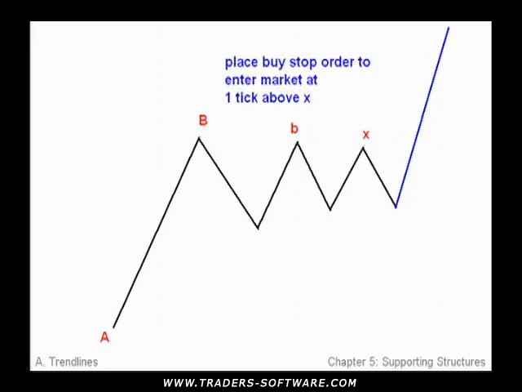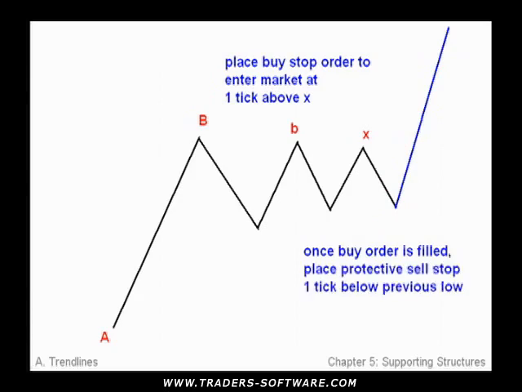So to get in on this market on the long side is when price action breaks above X. So the tactic is to place a buy stop order one tick above X when price is working its way up to point X. So you have a buy order sitting there. In the event it goes up, you're in the market. And once your order is filled, place a protective sell stop one tick below the previous low, which is right here.